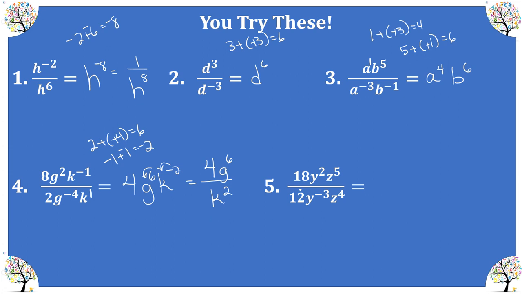Now let's look at 18 over 12. These are both divisible by 6. So I have 3 over 2. Then I have a y and a z factor. So for the y, I have 2 minus -3, keep change, an exponent of 5, and then I have 5 minus 4, that gives us 1. So I can write it as 3 w to the 5th times z to the 1st all over 2.